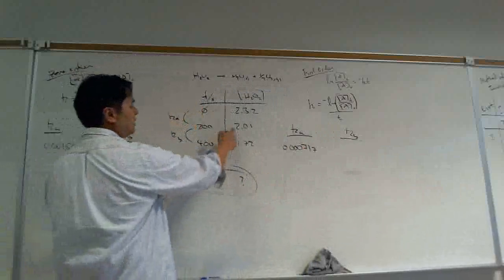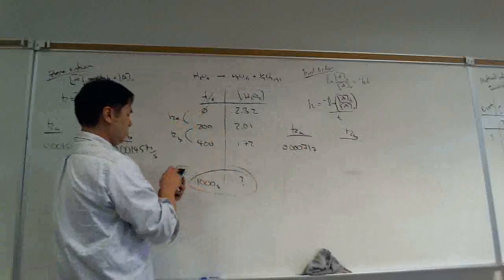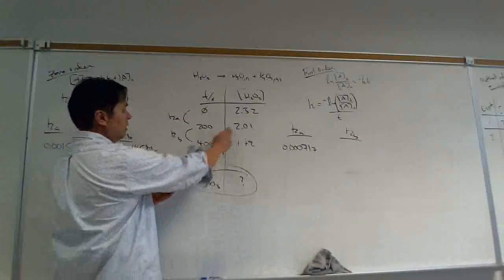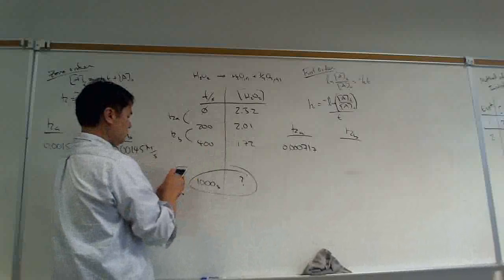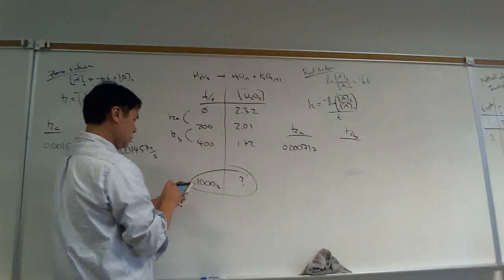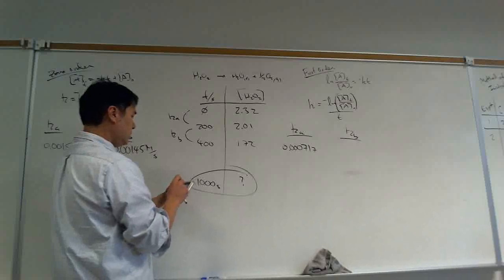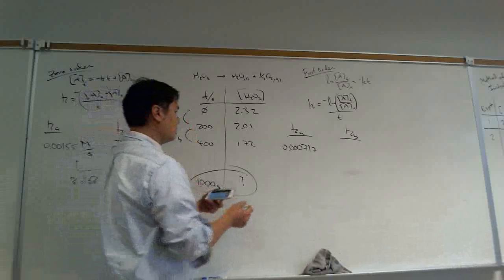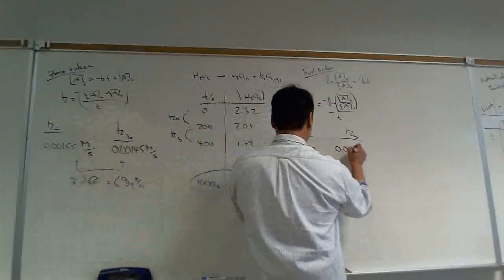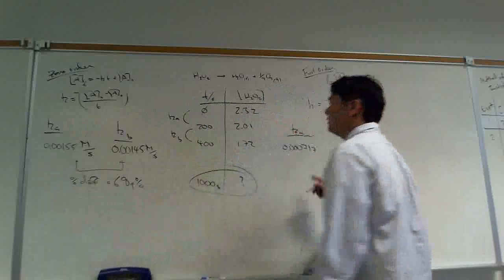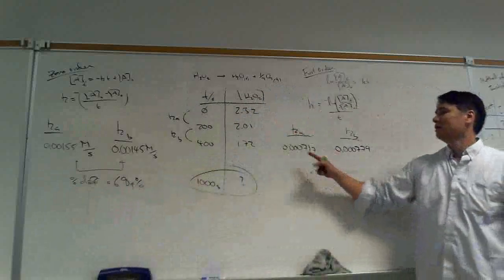And so KB is 1.72 divided by 2.01 equals, take the natural log of that, divided by the time segment, which is 200 again. It's not always 200. This comes out to 0.000779. Which one do you think is a better agreement?